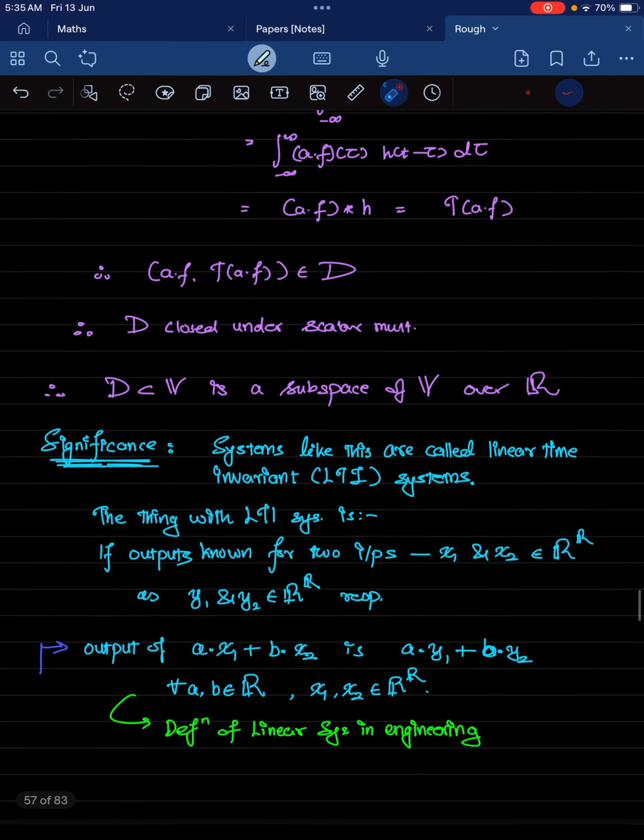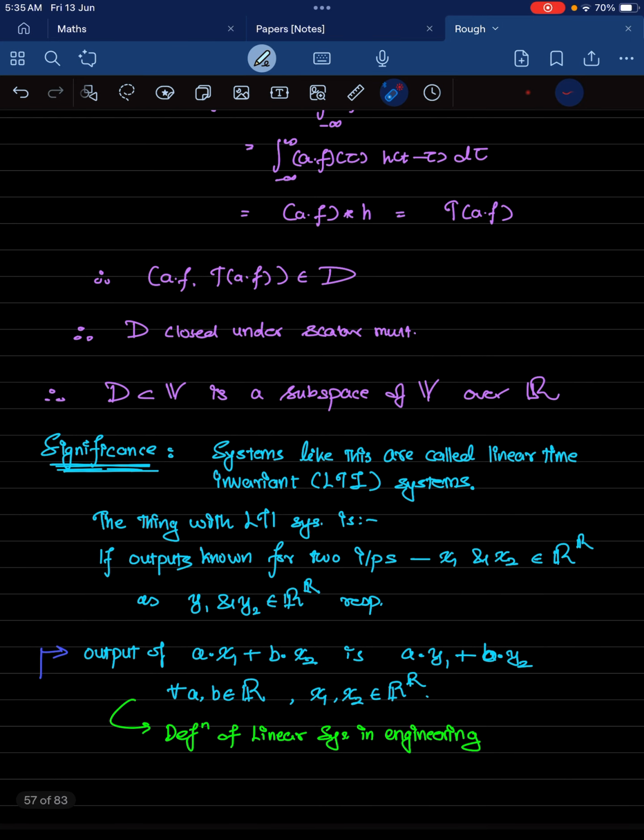Alright, I hope you understand what this is about. I just bridged a gap between linear systems or linear time invariant systems and linear algebra. Both have linear in them, but what exactly is the connection? So that's what this was about.